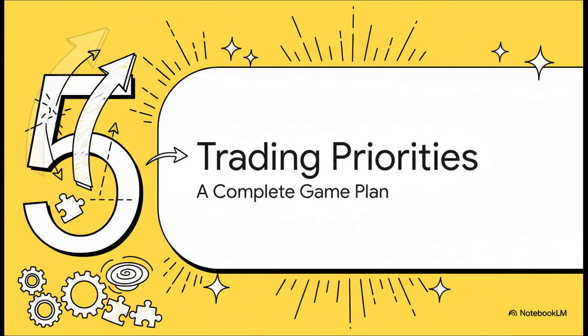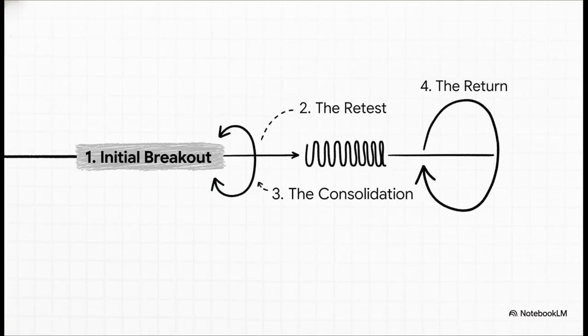What you need is a complete game plan, a set of clear priorities. You've got 4 clear chances here. Priority 1 is that initial breakout, but only if it follows our 5% rule. If you miss it, no big deal. Your second priority is to wait patiently for a retest. That's when the price comes back to say hello and confirm the breakout level. If that doesn't happen, priority 3 is to wait for some consolidation, a little pause where the market catches its breath and builds energy. And if all else fails, priority 4 is waiting for the price to come all the way back to that original breakout point. See? The key is patience, not panic.